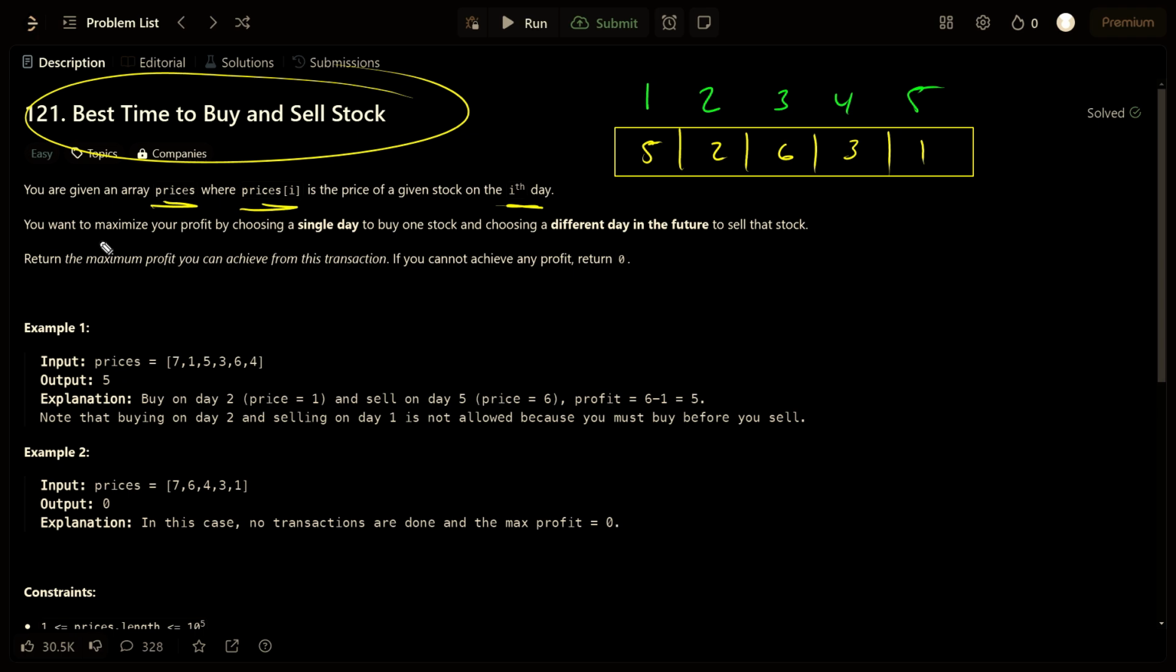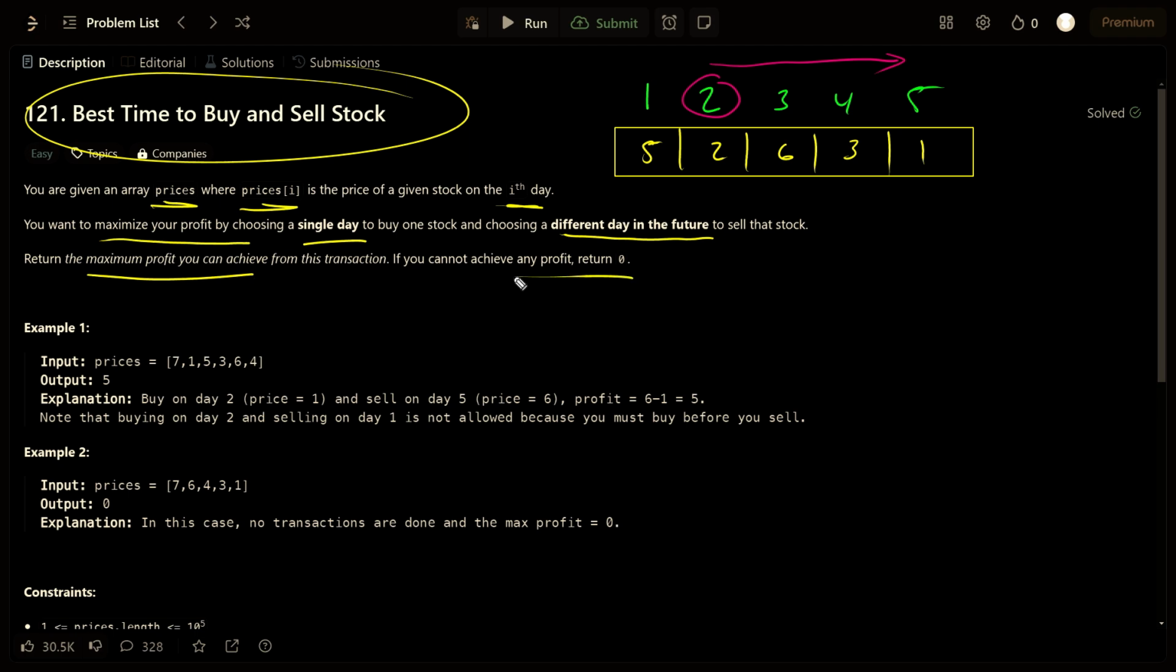You want to maximize your profit by choosing a single day to buy one stock and choosing a different day in the future to sell that stock. So if I buy on day 2, I can only sell it a day in the future. I can't go back. Like I can't buy on day 2 and sell on day 1. We will have to sell a day in the future. Return the maximum profit you can achieve from this transaction. If you cannot achieve any profit, return 0.